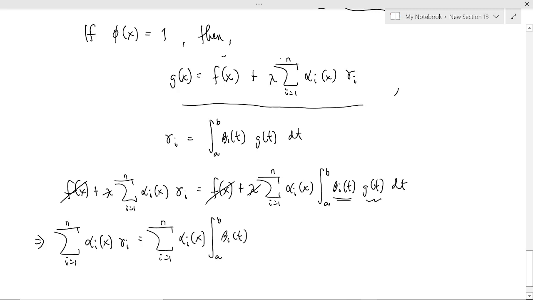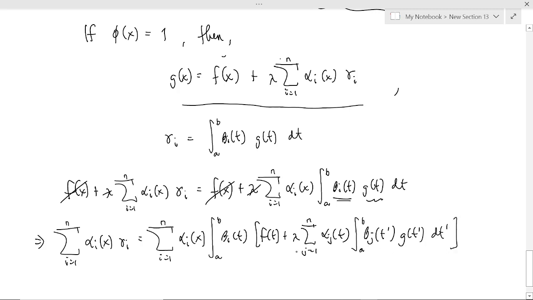However, we can expand this g of t. So this could actually be written as f of t plus lambda times the sum of, say, alpha j of t, j equal to 1 to n, times the integral of, say, beta j of t prime, g of t prime dt prime, and this is of course evaluated from a to b. So we have this one.